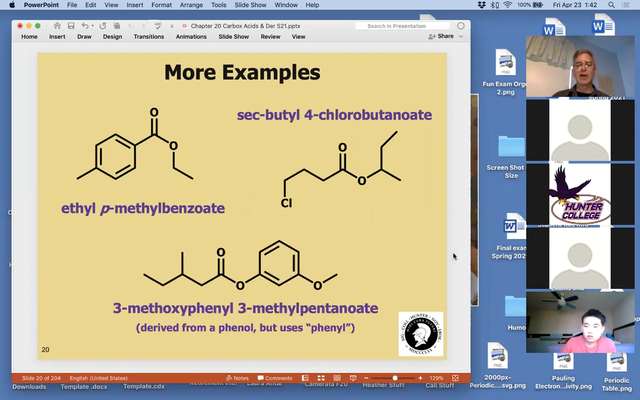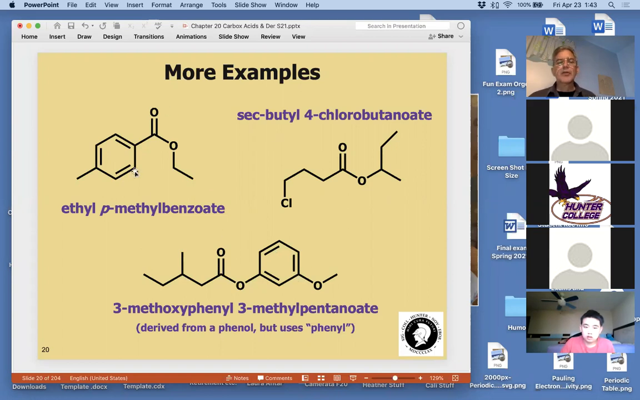Here's something, this is probably the most challenging I'd ask you to name on an exam. And here you would go to IUPAC. So what is the radical here? Well, it's a phenyl group with a 3-methoxy. You don't name ethyl esters as ethanol, you have ethyl. You don't name esters of phenol based on the name phenol, you base them on the name of phenyl. So this is 3-methoxyphenyl, and now we have 3-methylpentanoate, okay?